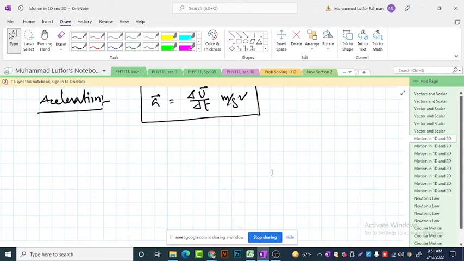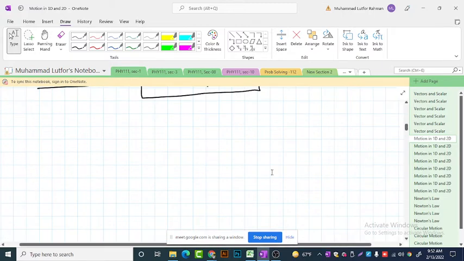So speed is basically how fast. Is it magnitude or distance? Which one, Sir? Speed is the magnitude of the velocity. So speed is basically how fast a car is moving, whereas its velocity is how fast and in which direction it is moving. That would be the velocity.